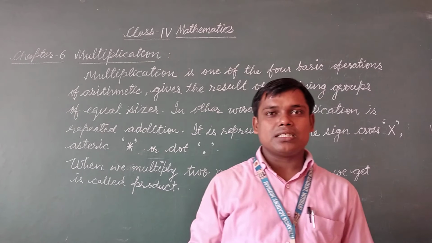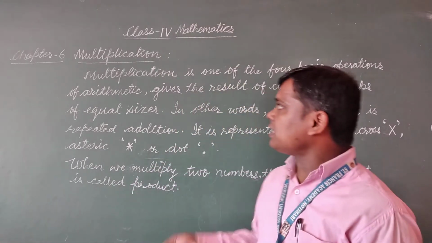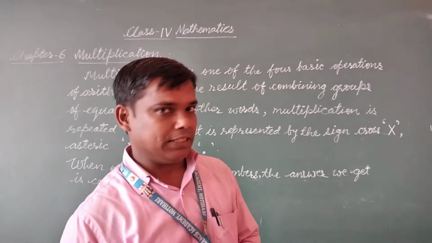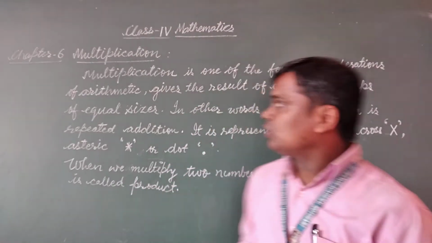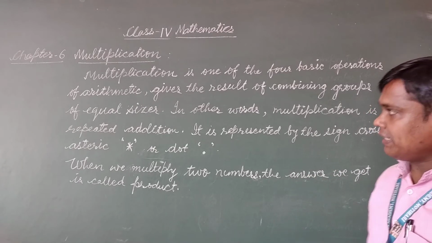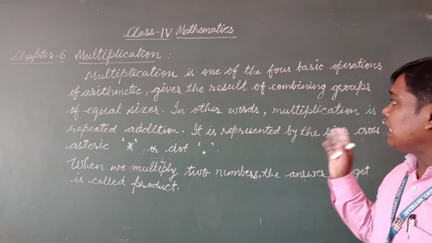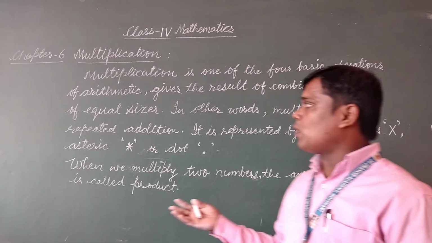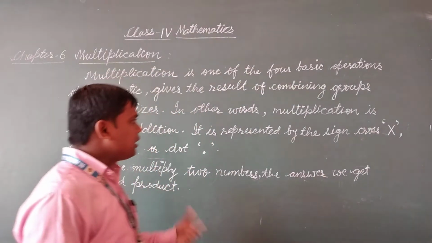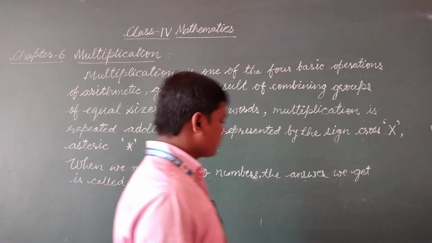Now, in this class, we will read multiplication. It is chapter 6, multiplication. First of all, we will know what is multiplication. Multiplication is one of the four basic operations of arithmetic which gives the result of combining groups of equal sizes. In other words, we can say multiplication is repeated addition.